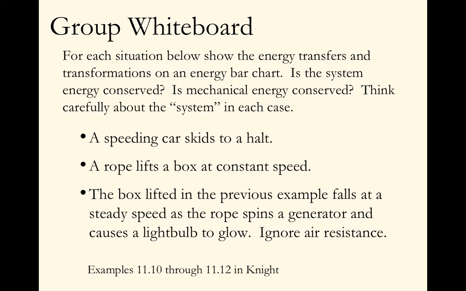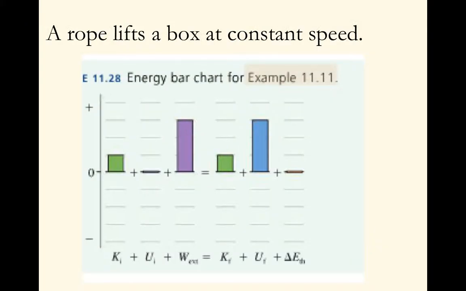The next one is a rope lifts a box at constant speed. So think about that before you go on. So here's a rope lifts a box at constant speed. Thinking about this, we know that we have kinetic energy because the box is moving, so it has 1/2 mv squared. And it also has the tension from the rope, which is an external work term that's lifting the box. And so those are our two values there.